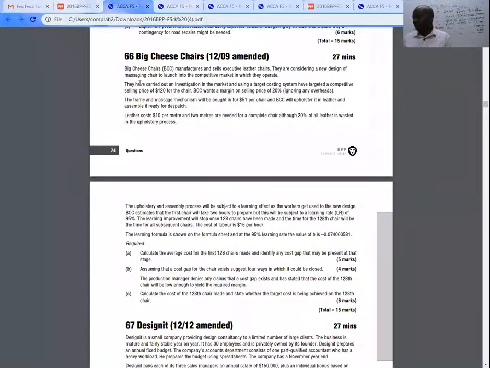In total, they even tell you, that is a good thing with ACCA. They even give you the maximum number of minutes you're supposed to work a question within. So here, it's supposed to be 27 minutes.